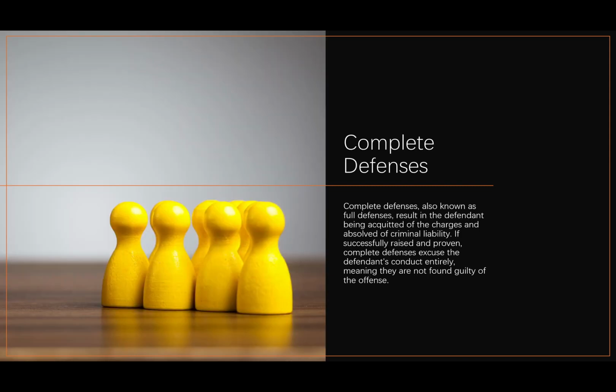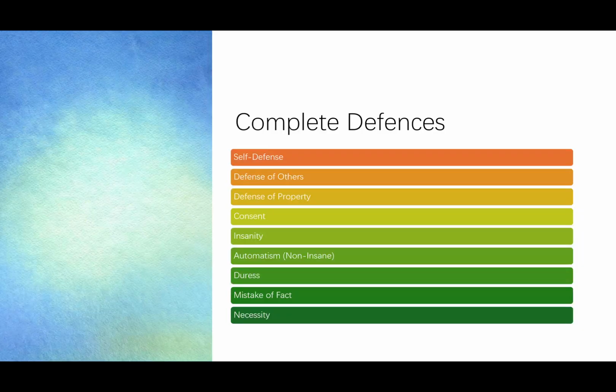So complete defenses now. We know that complete defenses are also known as full defenses, and these result in the defendant being acquitted, absolved of criminal liability. If successfully raised and proven, complete defenses excuse the defendant's conduct entirely, meaning that they are not found guilty of the offense. Complete defenses include self-defense, defense of others, defense of property, consent, insanity, non-insane automatism, duress, mistake of fact, and necessity.